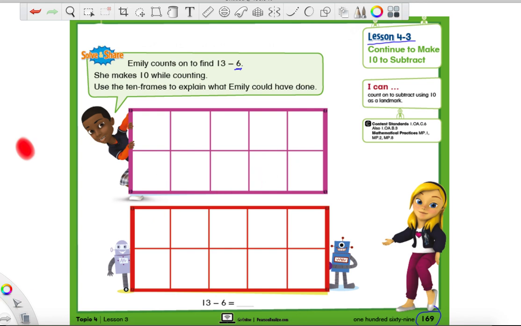Oh, you know what? Before we even do that, how could we write a related fact for 13 minus 6? Well, in an addition problem, where does the biggest number go? Is it going to go before the plus sign, after the plus sign, or is that going to be our answer? The 13 is the biggest number, right? So it has to be the answer for the addition problem. For this related fact, the 13 has to go last because it's the biggest number.